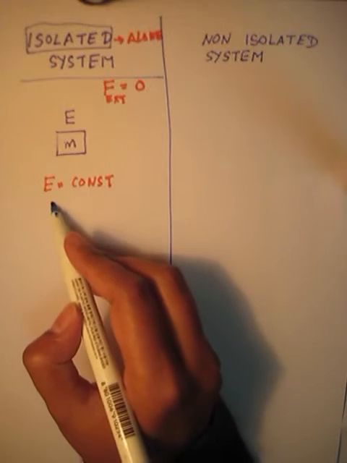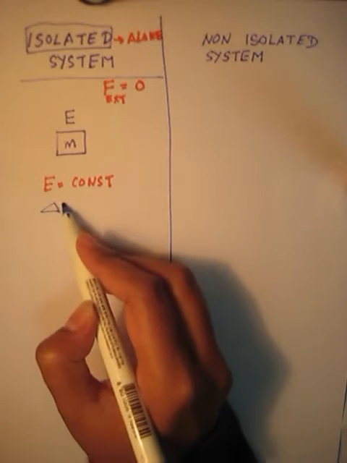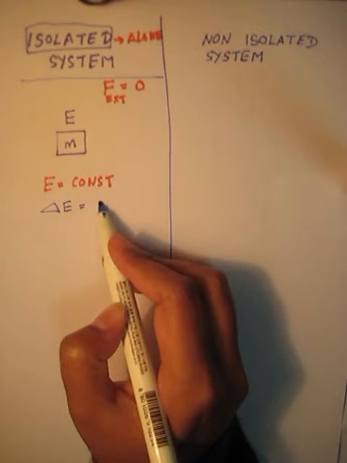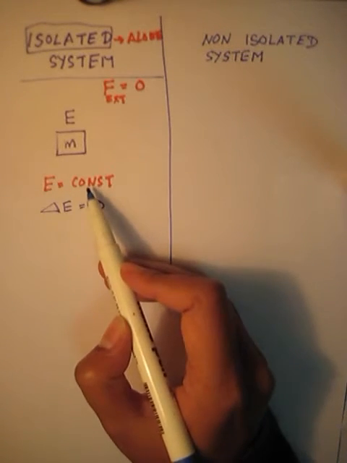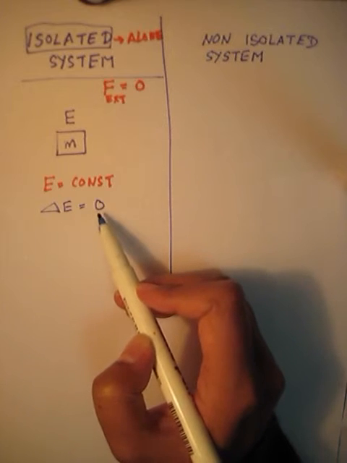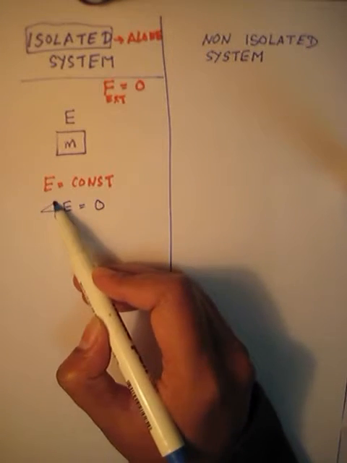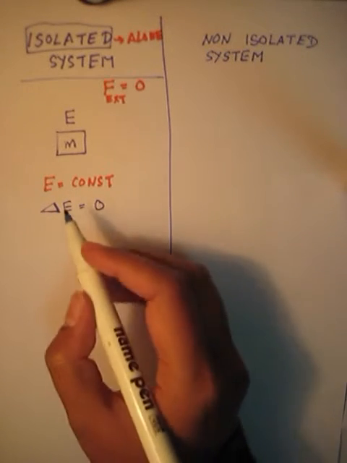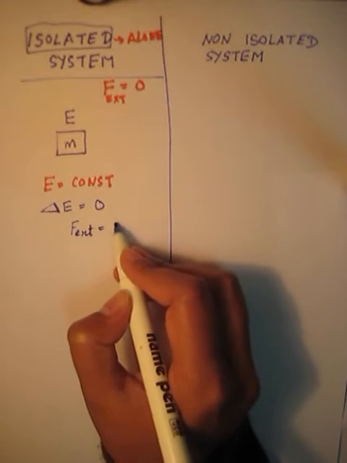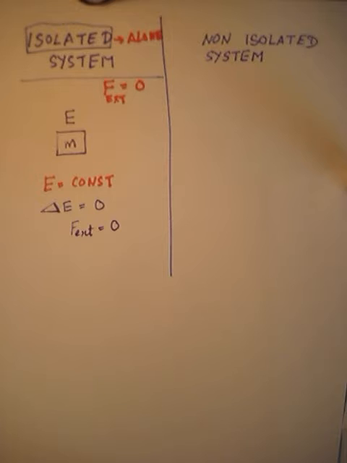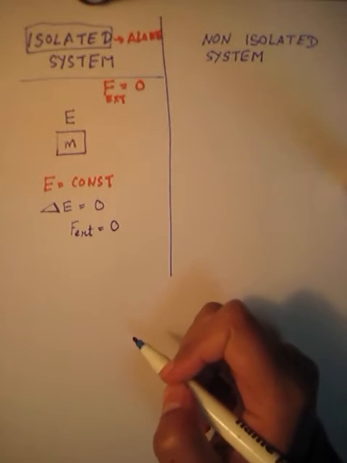If something is constant, then delta of that quantity will be equal to 0. Delta means change in energy. So if energy is constant, change in energy will be equal to 0. A system where the change in energy is 0 and there is no external force acting on it is called an isolated system.